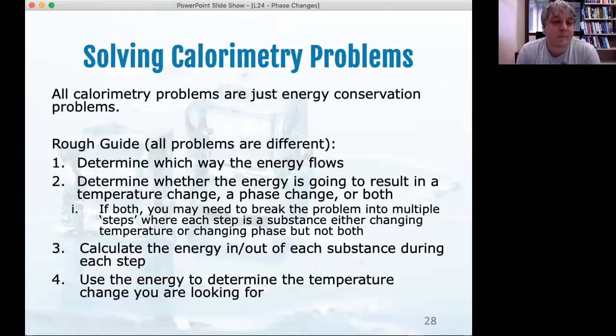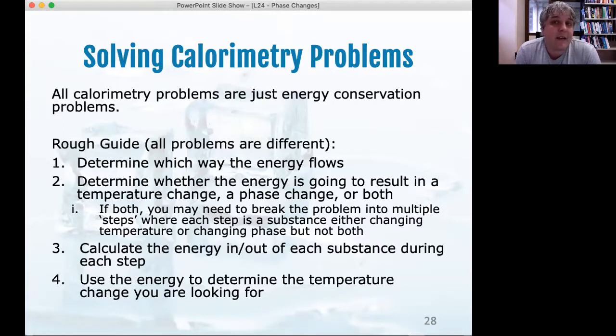So the physics part of it is determining which way the energy flows, determining whether or not we're going to get any kind of a phase change or a temperature change or both. Sometimes we might not know that. Sometimes we might not know that until we're partway through the problem. If you're getting both, then it's often a good idea to break the process down into different steps. So you might say, well, step one is this substance heating up from some temperature to its melting point. Step two is it changing from a solid to a liquid at its melting point. And step three is heating up again once it's a liquid from its melting point up to some other final temperature. So you might find that it's easier to break it down into those steps.